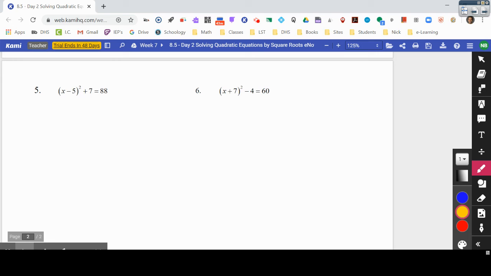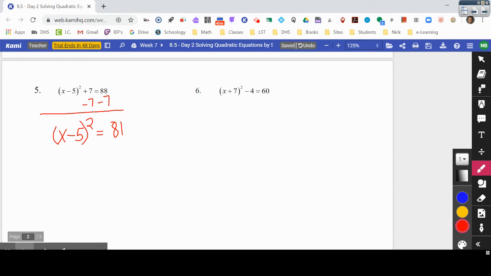All right, so example 5, it's x minus 5 squared plus 7 is equal to 81. So my parentheses squared value, my x minus 5 squared value, is almost by itself, right? Except this plus 7 is with it. So before I take the square root, I've got to get rid of that plus 7 because I need to isolate that whole x minus 5 squared term. So here I'm going to have to subtract 7 first from both sides. And then we get x minus 5 squared is equal to 81.